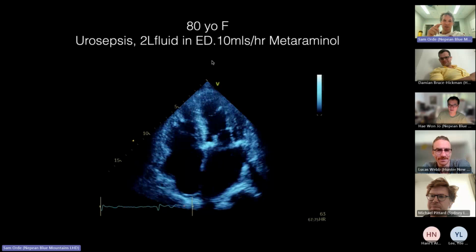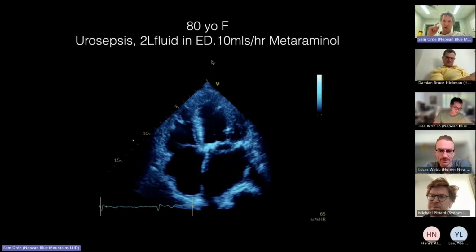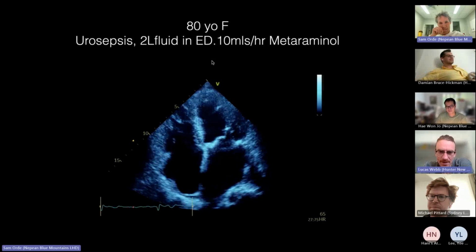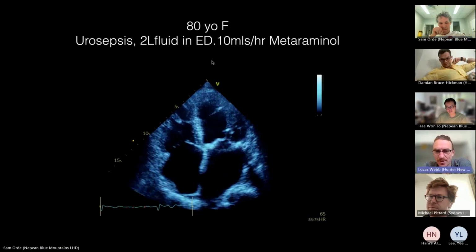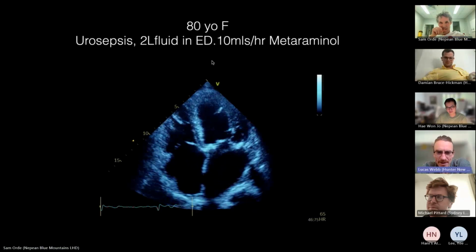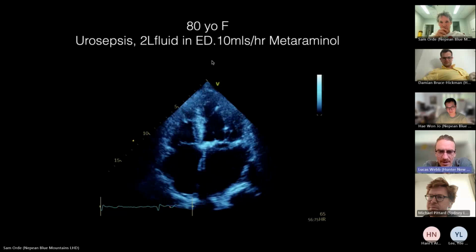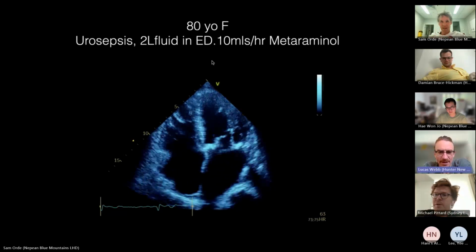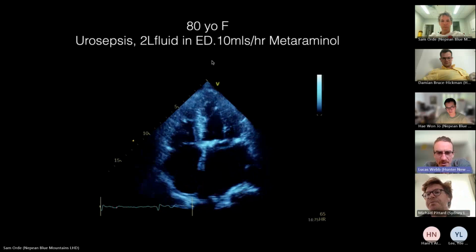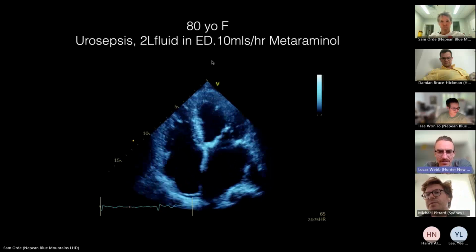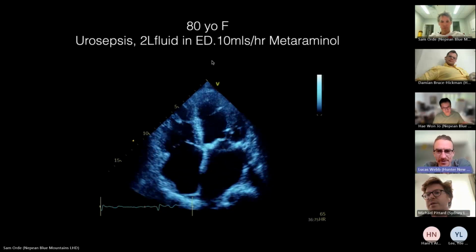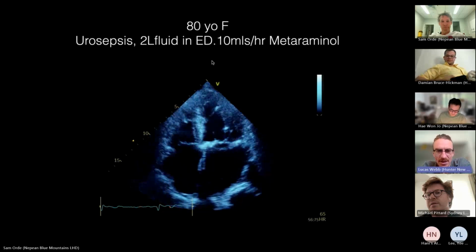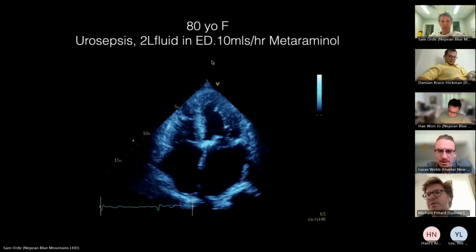80-year-old female, urosepsis, 2 liters of fluid in ED on 10 mils an hour of metaraminol. What do you think of that picture? So yeah, it's a very abnormal apical four-chamber. I think what stands out the most is that both right and left atria would appear to be larger than their corresponding ventricles. So I think straight off the bat that would suggest there's a degree of chronicity in this lady's heart failure. Yeah. What else am I looking at?